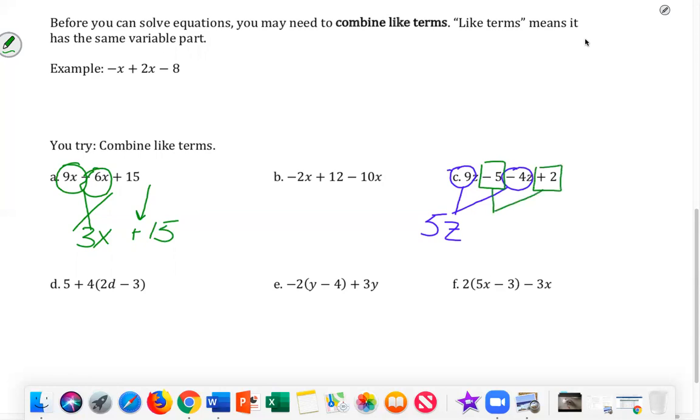They can combine to give me -3, because -5 plus 2 is -3. That's it.